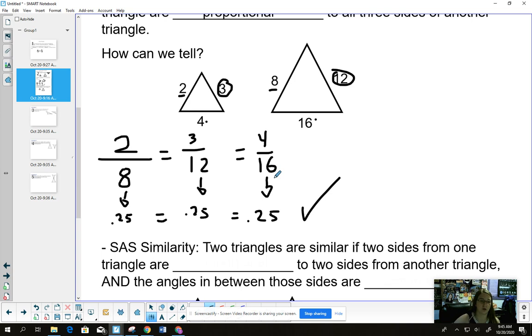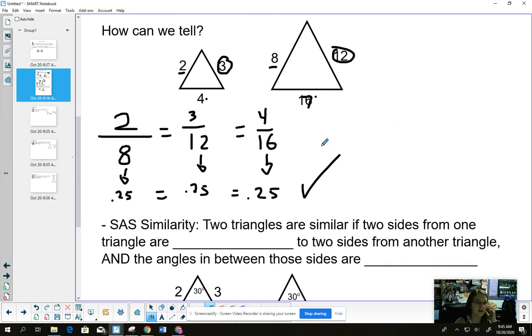They are proportional. If these decimals do not come out to be the same thing, say for example, this was like 17. Well, this would then give us a different fraction, and then we'd say no, these triangles are not similar. But because, again, we have the same number in all 3 cases, that's good. That means they are similar.